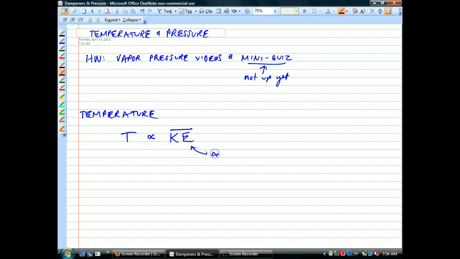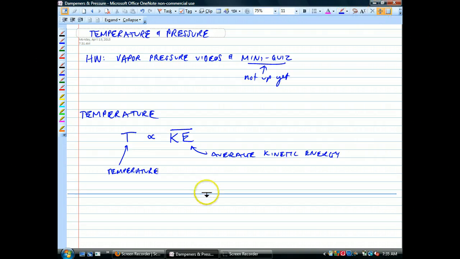So this here is the average kinetic energy. It's really like the root mean squared or something like that, but you can think about it as the average kinetic energy, and then this is the temperature. All right? Let me show you what that means with a graph.